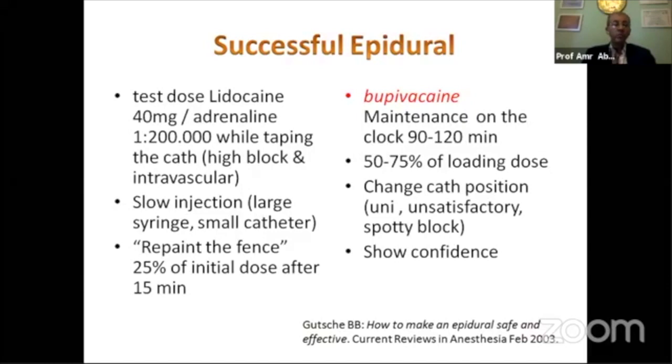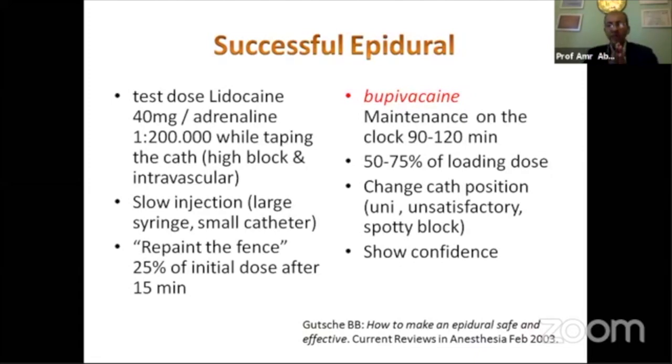Also, what I do like, and I've been using it for the past 25 years, is repainting of the fence. Repainting of the fence ensures that if there is a patchy block that happened due to misspread of the local anesthetic in the epidural space, do an injection with 25% of the initial dose after 15 minutes, and this will increase the density without raising the level.